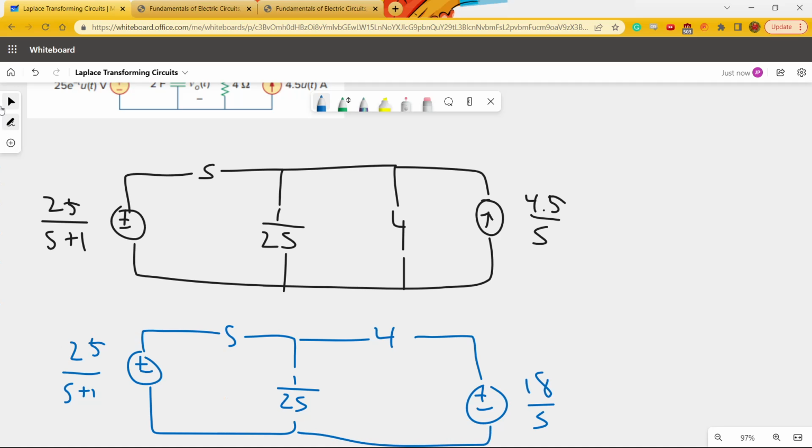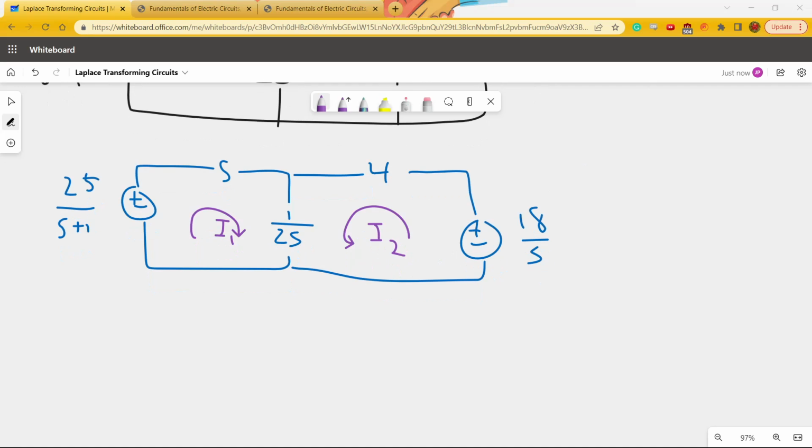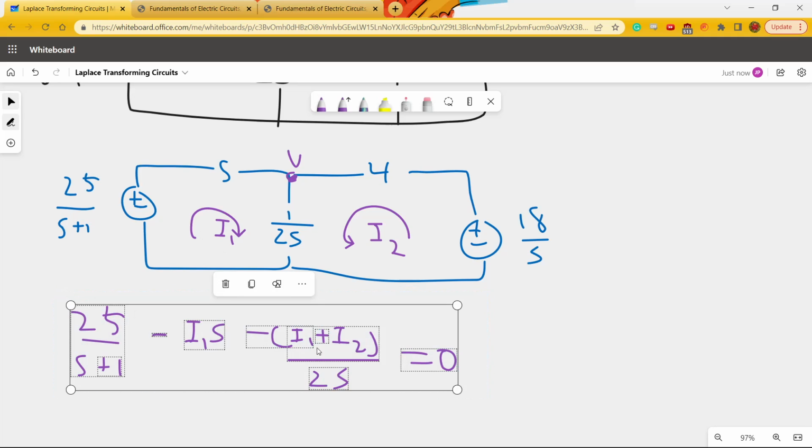And now we can use a cool mesh analysis. I'll write my meshes as the following: I1 and I2. Then I can write KVL. KVL for loop 1 is 25 over s plus 1, the voltage source, minus I1s, minus I1 plus I2 times 1 over 2s. I'll just divide by 2s here, and that'll equal 0. Actually, no, stop. I'm going to use a nodal analysis. Why am I going to use a nodal analysis? Because I want to get the voltage over this capacitor directly, and that's just going to be V if we use a node. So, time for nodal analysis instead.